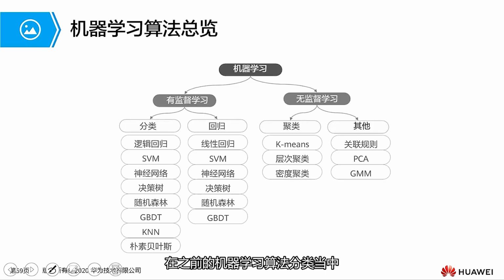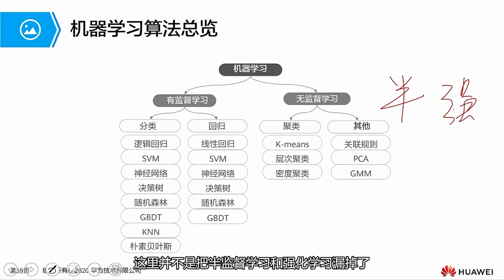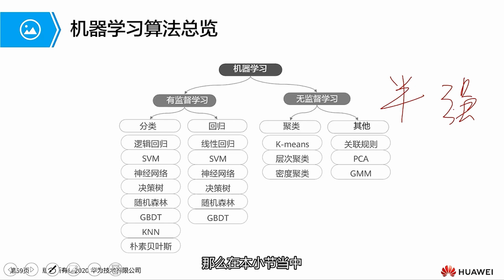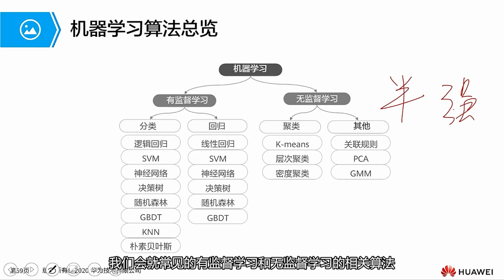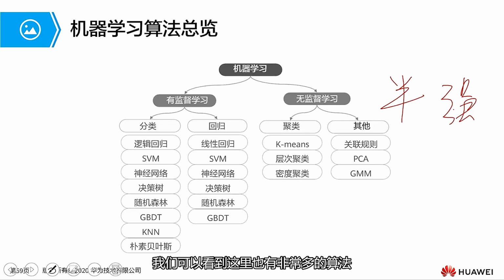In the previous machine learning algorithm classification, we know it can be divided into supervised learning, unsupervised learning, semi-supervised learning, and reinforcement learning. It's not about missing out on semi-supervised learning and reinforcement learning here, but because they are not particularly common. So in this section, we will discuss common algorithms related to supervised learning and unsupervised learning. Let me introduce everyone. We can see there are also a lot of algorithms here.